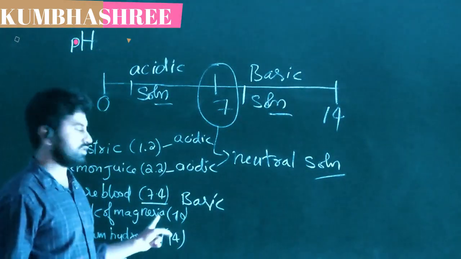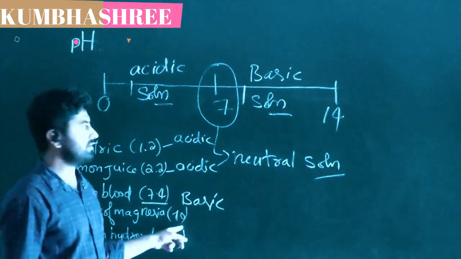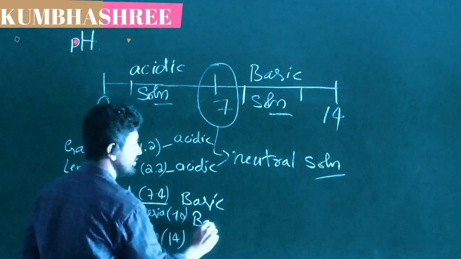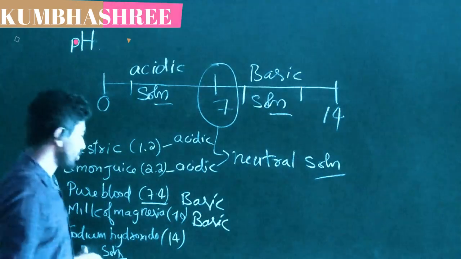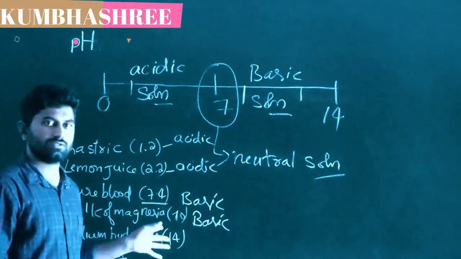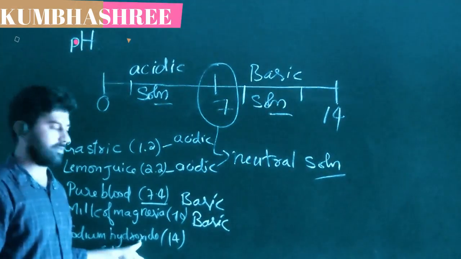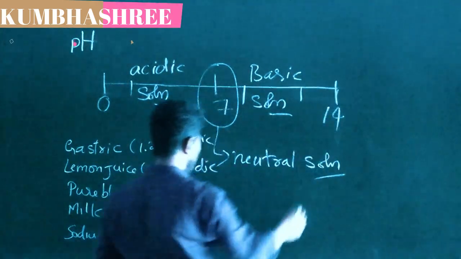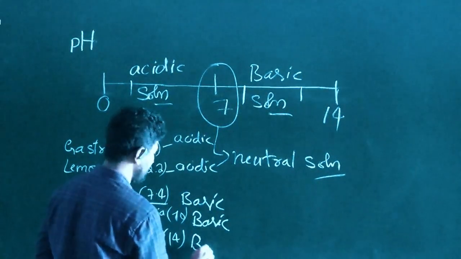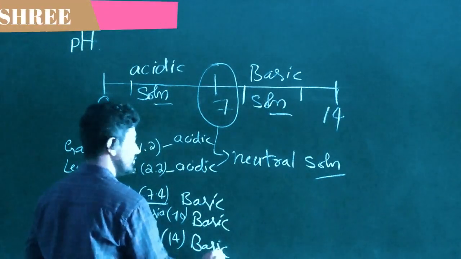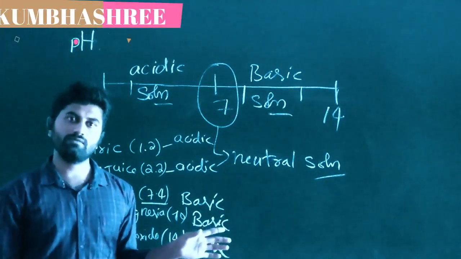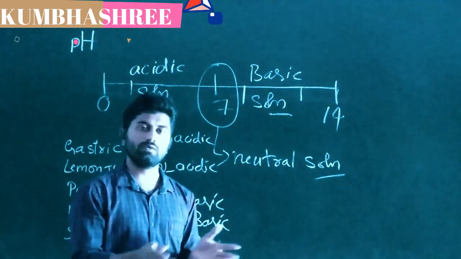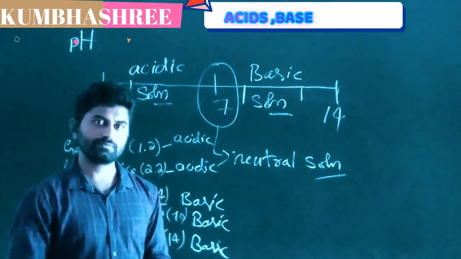And milk of magnesia, the pH value is exactly 10. So that is also basic in nature. Sodium hydroxide, the base normally used, the pH value is 14. So it is a basic solution. In this way, we can determine whether a solution is acidic, basic, or neutral.